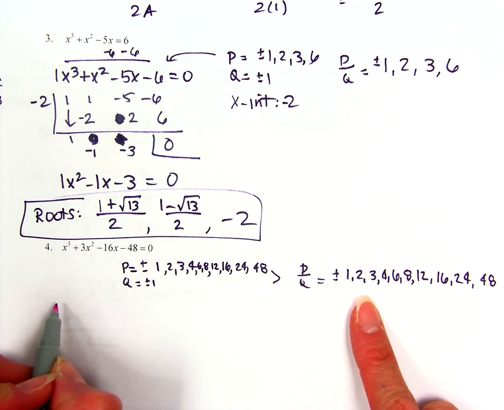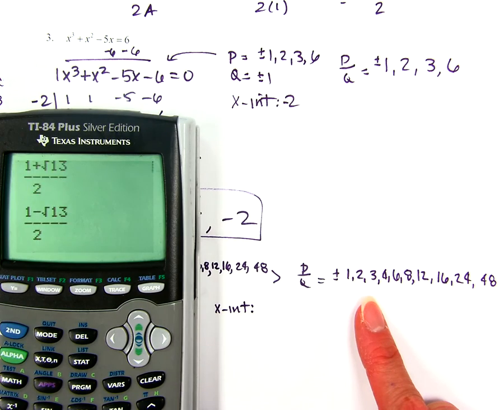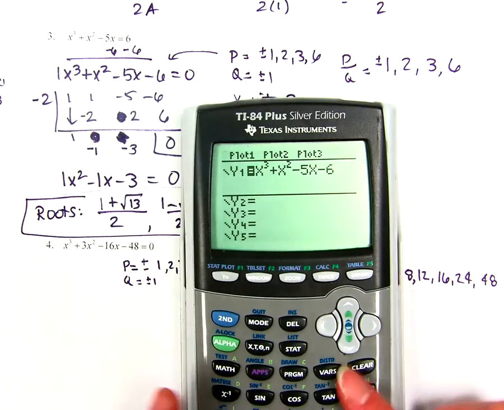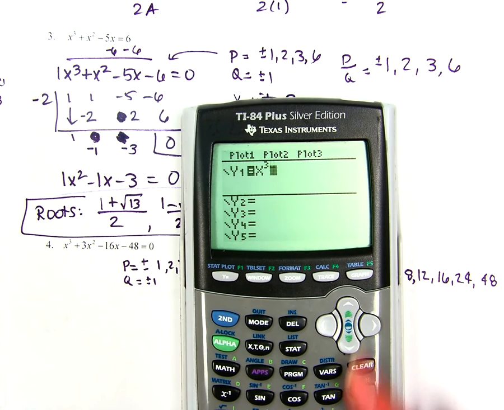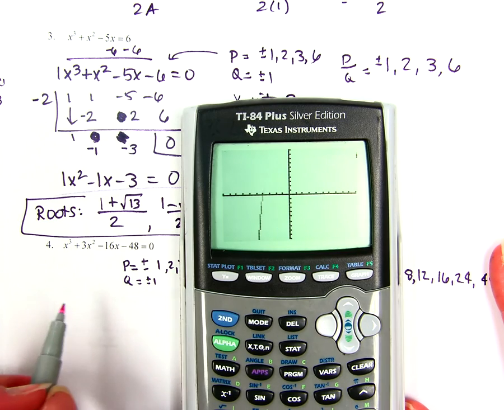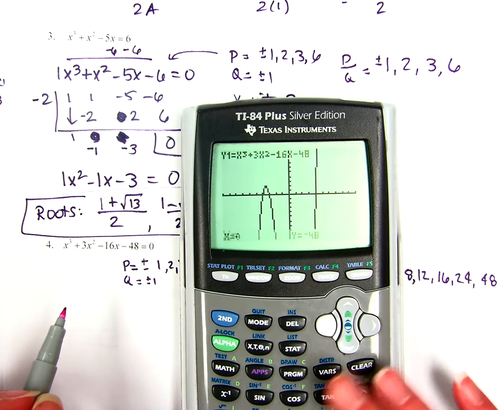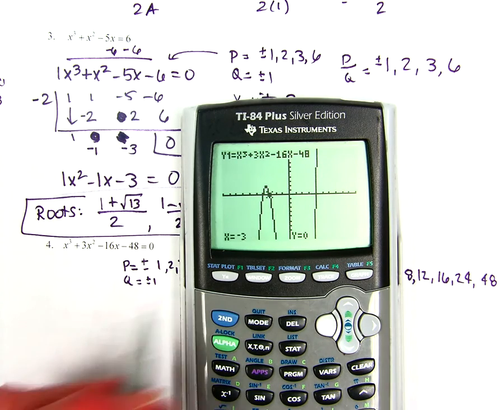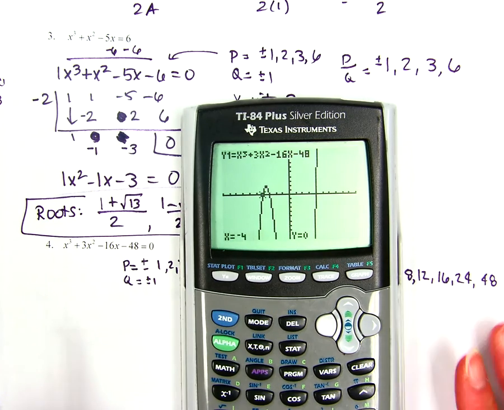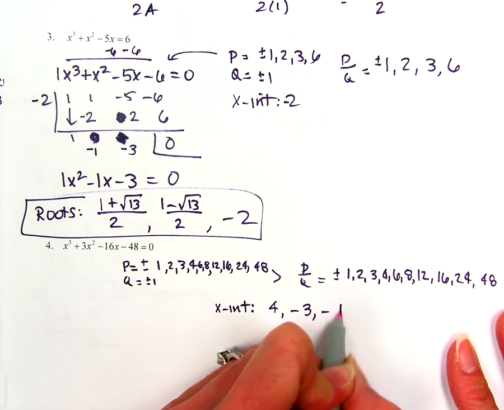All right, so we're going to look at our x-intercepts on our calculator. You have to exit out of a quad if you used that. So go to y equals, and we're going to type in our equation. So x to the third plus 3x squared minus 16x minus 48. And I'm going to hit graph. All right, so it looks like positive 4, negative 3, and negative 4. All right, so I'm going to write all those down. Positive 4, negative 3, and negative 4.